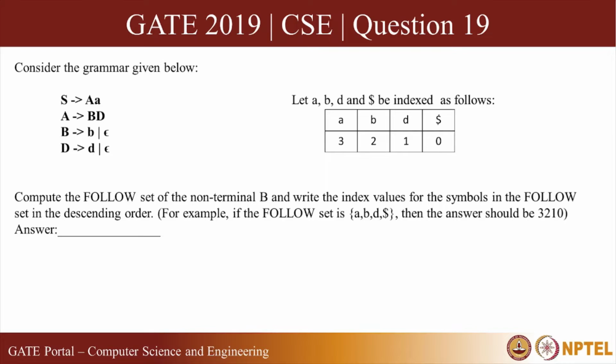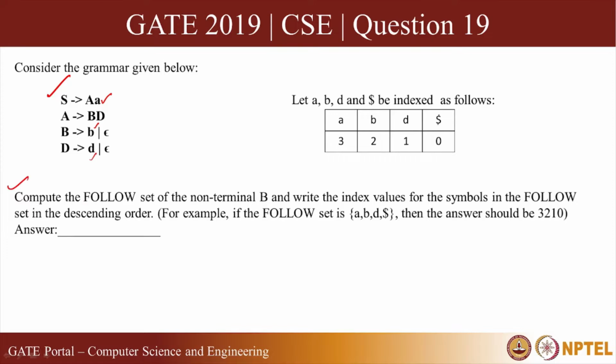Hello everyone. Today we'll look into question number 19 of GATE 2019. This is a question from compiler design which carries only 1 mark. In the question there is a grammar given. Here we have four non-terminals S, A, B and D, as well as three terminals: small a, small b and small d.